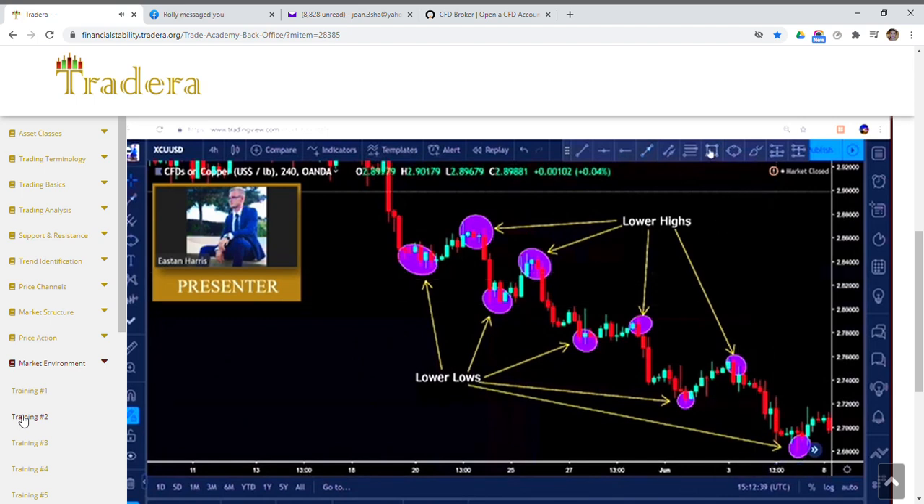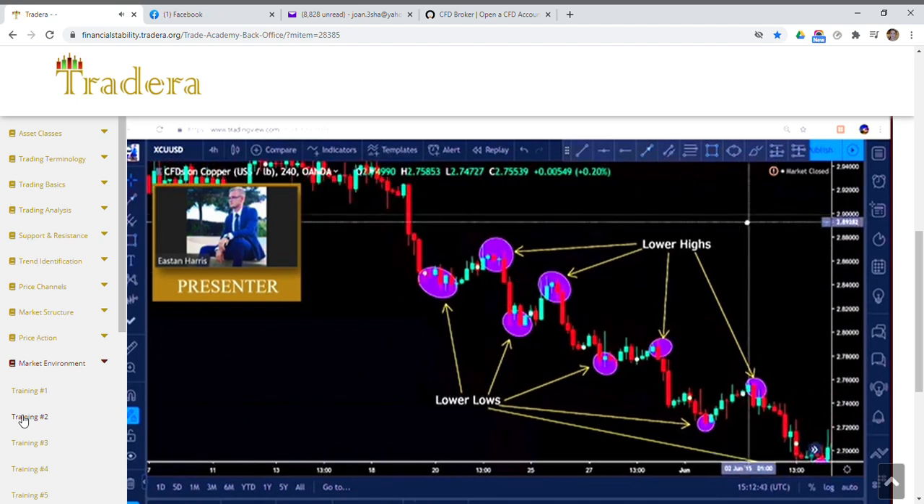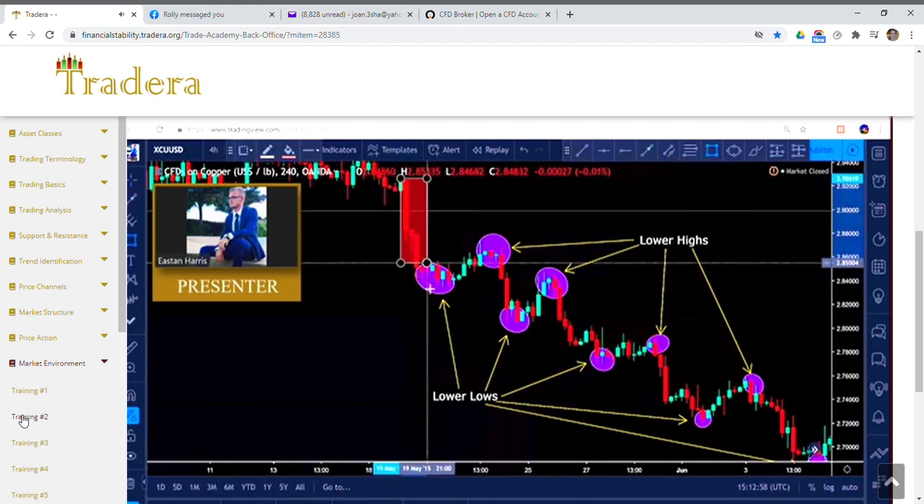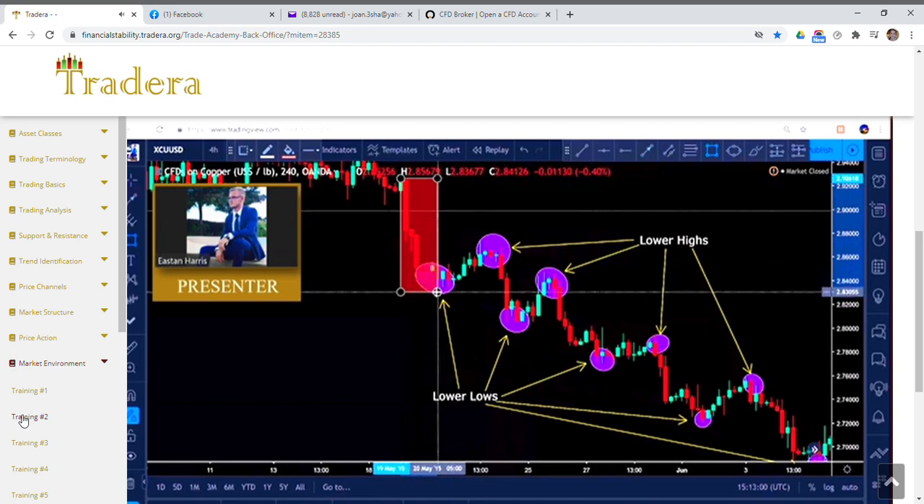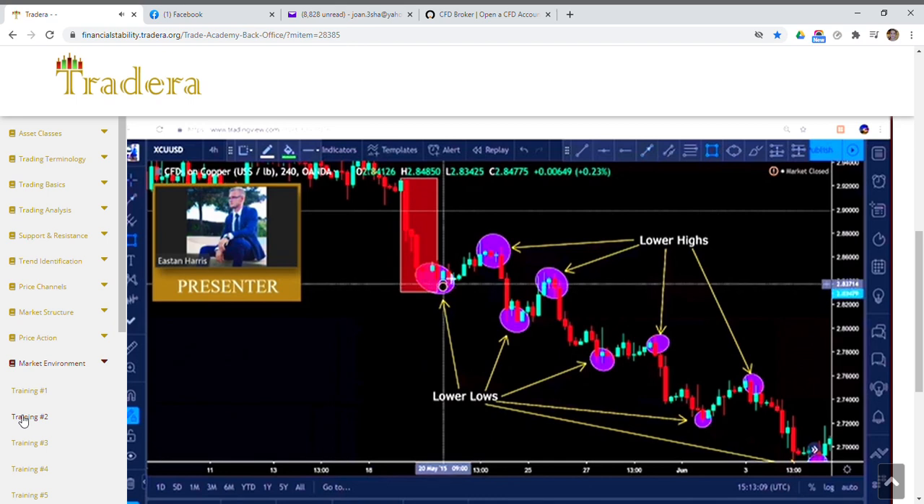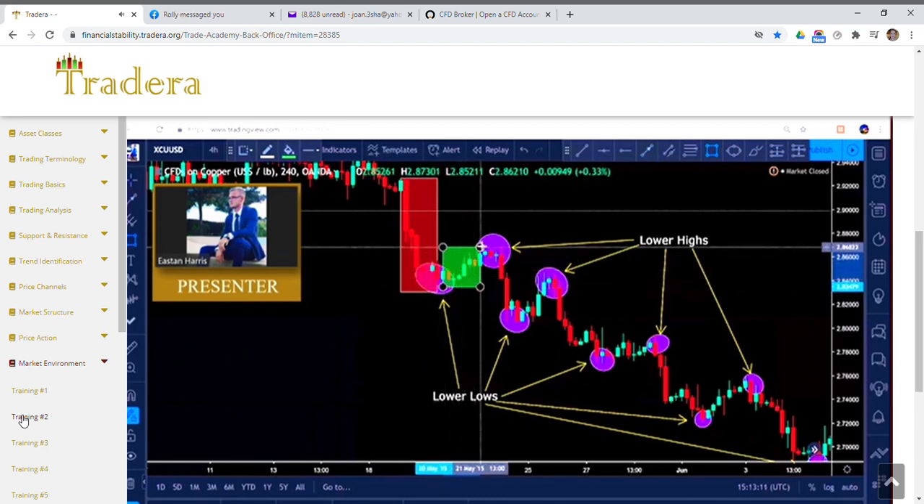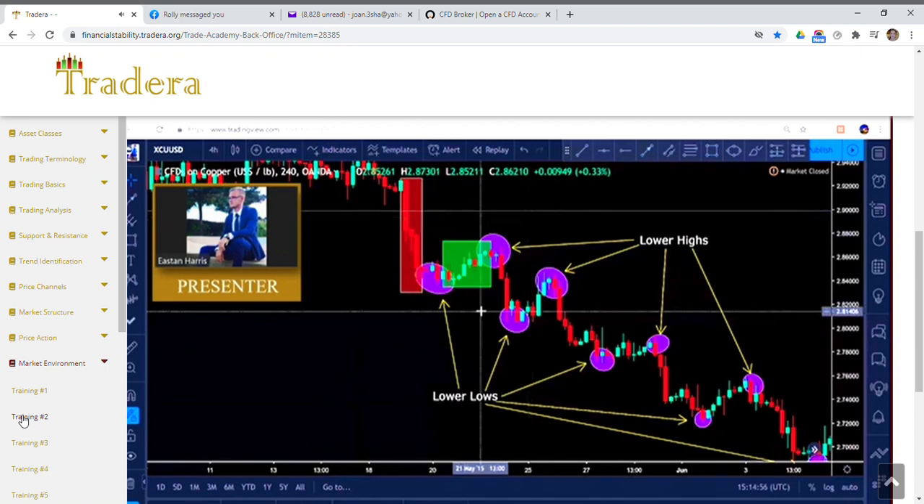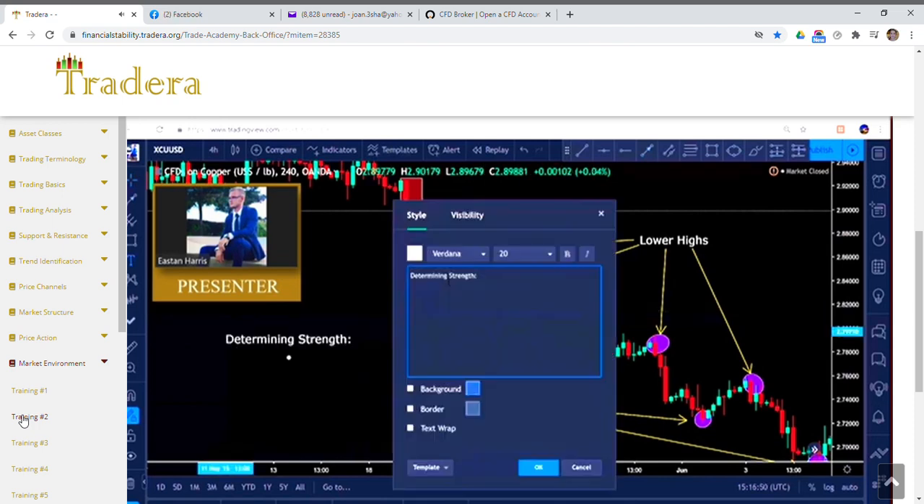Now, if we look at price here and we look at the strength of the buyers and the sellers, sellers made a push down, pretty strong. The buyers then pushed back in return, very weak. To determine the strength of the buyers and the sellers here, there's a couple things that we need to take note of. The first thing that we're going to look at is distance.